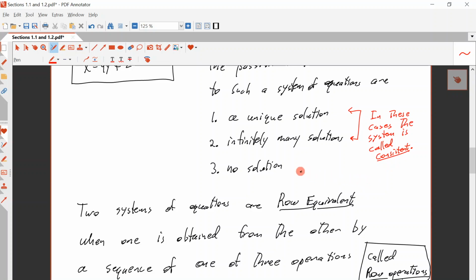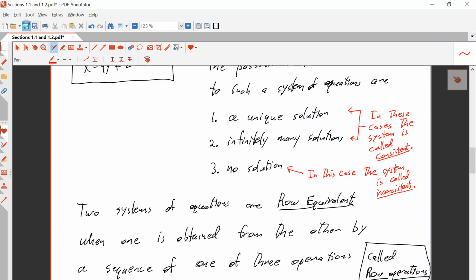Consistent meaning it has a solution. And then in this case, the system is called inconsistent. All right, so a system of equations can be consistent or inconsistent. Consistent means you have a solution, either one or infinitely many. And inconsistent means you don't have any solutions. Okay.